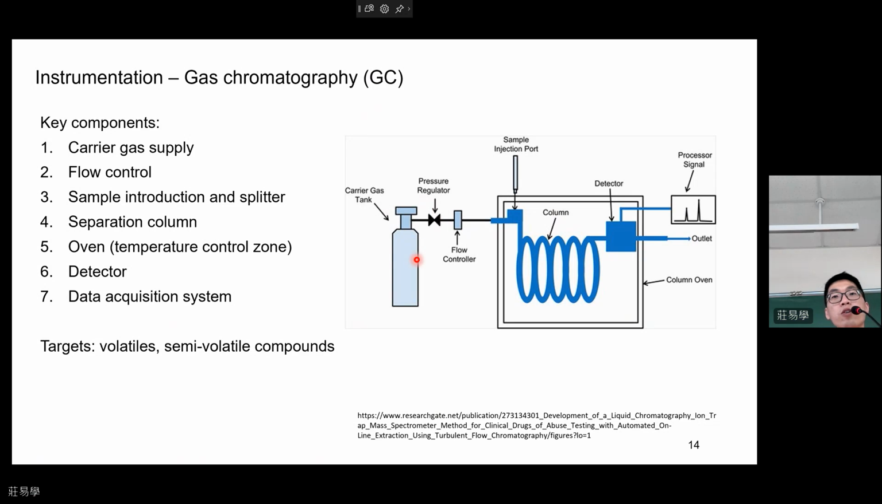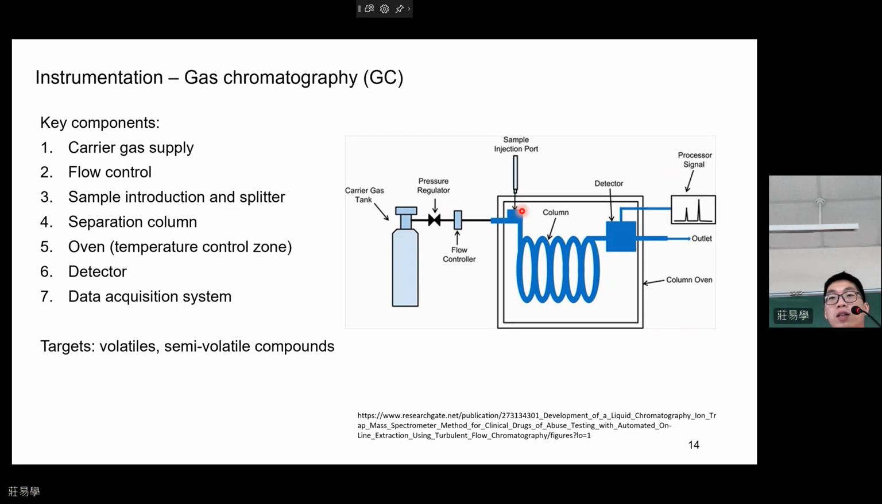Following the gas tank, we have a regulator. A regulator 就是控制阀的意思哦，可以去调整气阀的气体出流量。那个气阀叫做 regulator. Okay, and then comes the flow controller. Eventually the gas will go into the GC. Here, this is the central component of a gas chromatography.